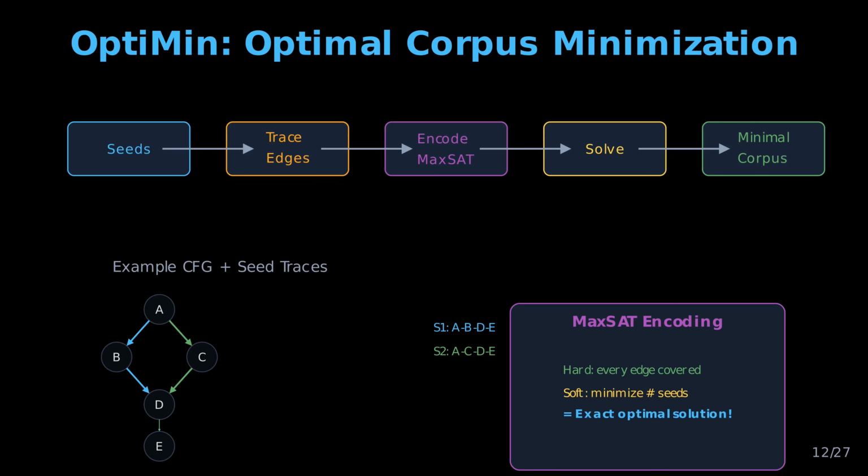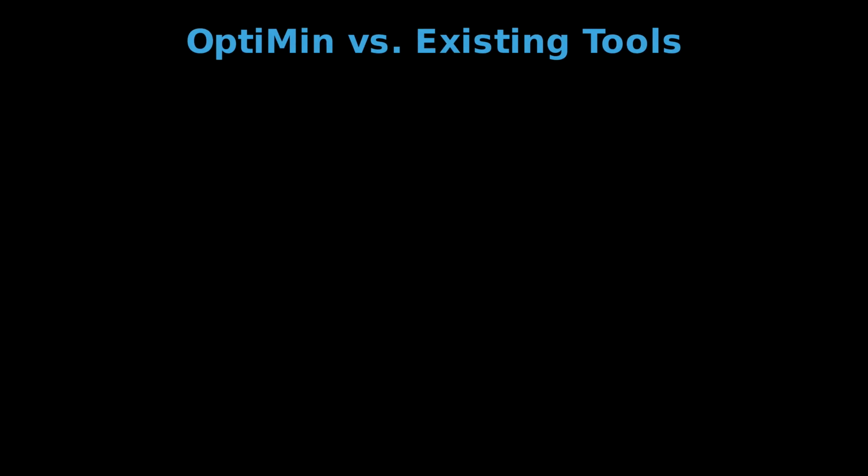Then, for each seed, you create a soft constraint saying preferably don't include this seed. The weight of this soft constraint is the file size of the seed, so the solver prefers to exclude larger seeds first. Then the MaxSAT solver, specifically EvalMaxSAT, finds the assignment that satisfies all hard constraints while maximizing the total weight of satisfied soft constraints. The result is a provably optimal minimum corpus. The paper also introduces WMOpt, a variant that additionally considers edge frequencies, treating the same edge with different hit counts as distinct constraints. This potentially enables even deeper program exploration.